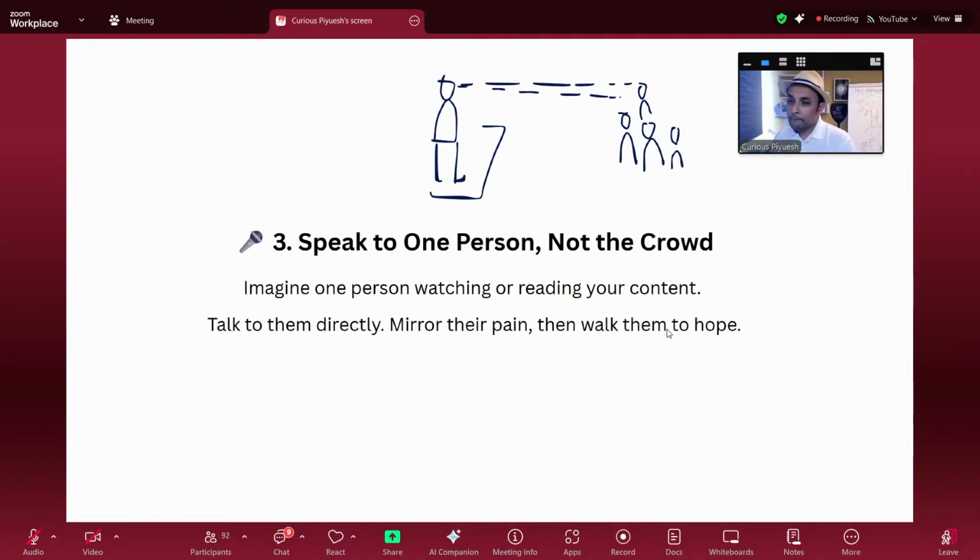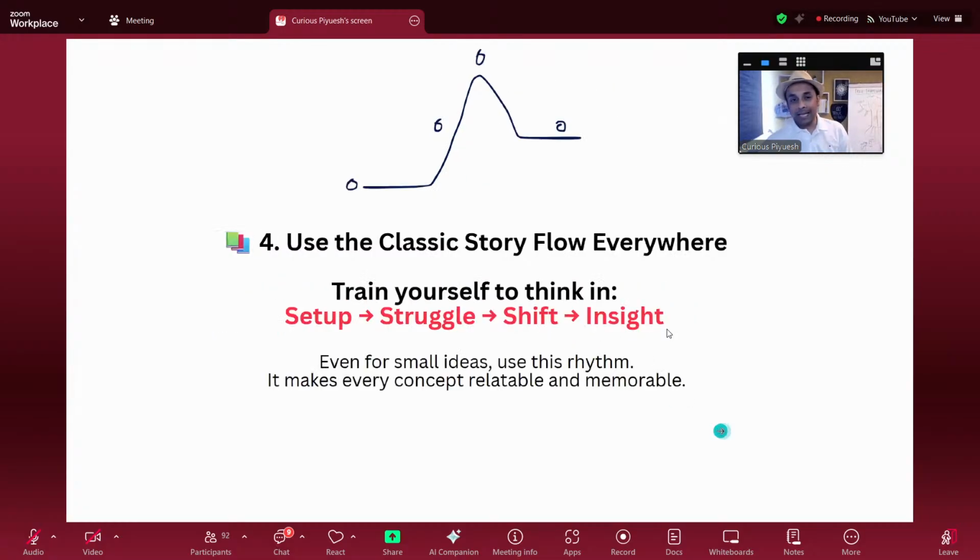So if you are not offending 5 people, that means you are doing something wrong, or at least you are not storytelling something. So imagine one person watching or reading your content, talk to them directly, mirror their pain, then walk them to the hope. And this is the last one, as I told you.